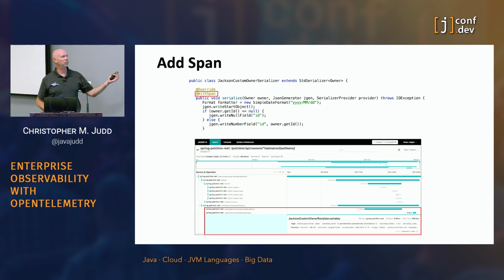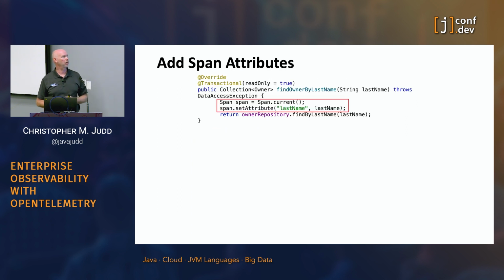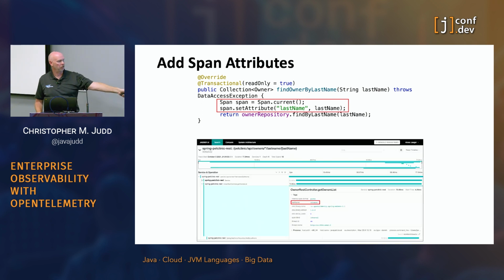Now you might want to add some additional data along the way, and to do that we can get the current span, and we can add attributes. So in this case, the last name of the owner that was searched, and then that will show up down here in the metadata for that particular part of the span. So really easy to do with annotations.